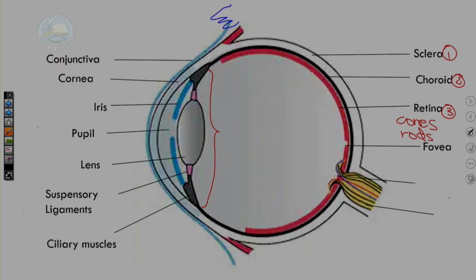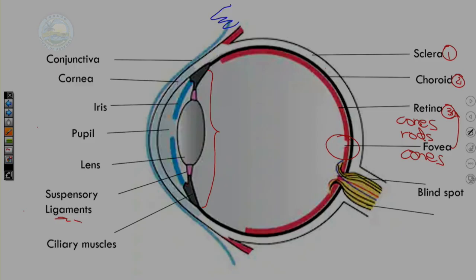Now the fovea is a very specific region on the retina, and it is packed with cones. So that is where your strongest vision or your focus is on your retina. So it's packed with cones, and it is also obviously a receptor region.